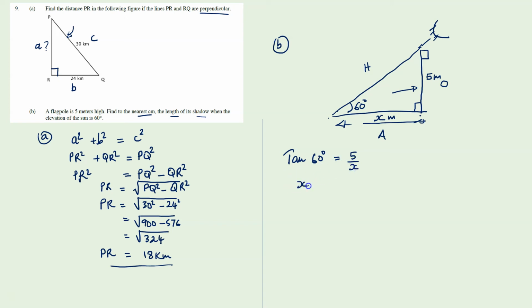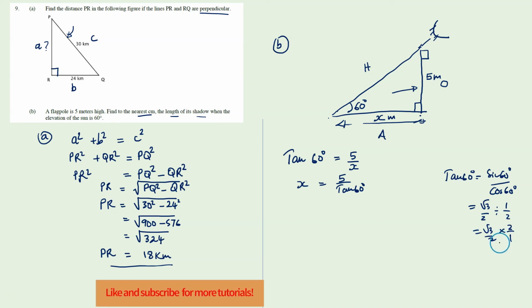If you rearrange this, you'll have x equals 5 over tan 60 degrees. Now you wonder how to find tan 60 degrees. You can use your tables, or if you can remember them, well, tan 60 degrees is going to be equal to sine 60 degrees over cos 60 degrees. And what's sine 60? We should know it is root 3 over 2. And then divide by cos 60, which is a half. Remove the division. So that's going to be root 3 over 2 times, and then flip the fraction on the right. This will cancel, that will cancel, and that will be root 3. So tan 60 is equal to root 3.